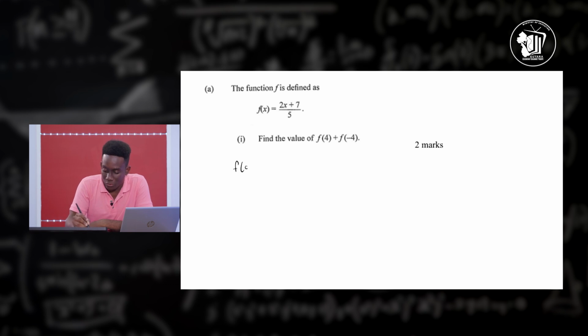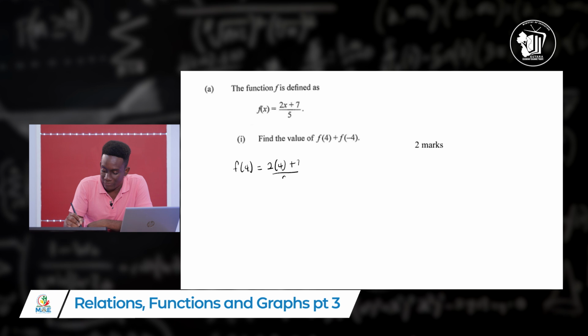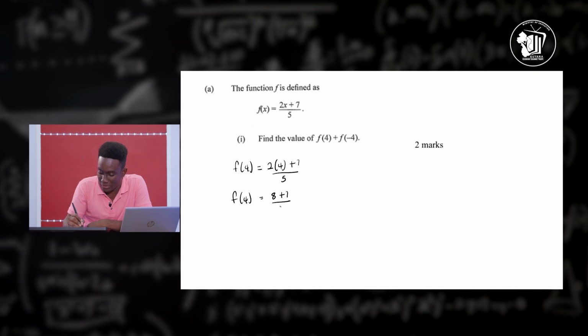So we have the function f of x is equal to 2x plus 7 all divided by 5. So f of 4 will be 2 multiplied by x, in this case 4, plus 7 all divided by 5. So f of 4 will be equal to 2 4s, 8 plus 7 all divided by 5. 8 plus 7 would be 15. 15 divided by 5 would be 3. So f of 4 is equal to 3.